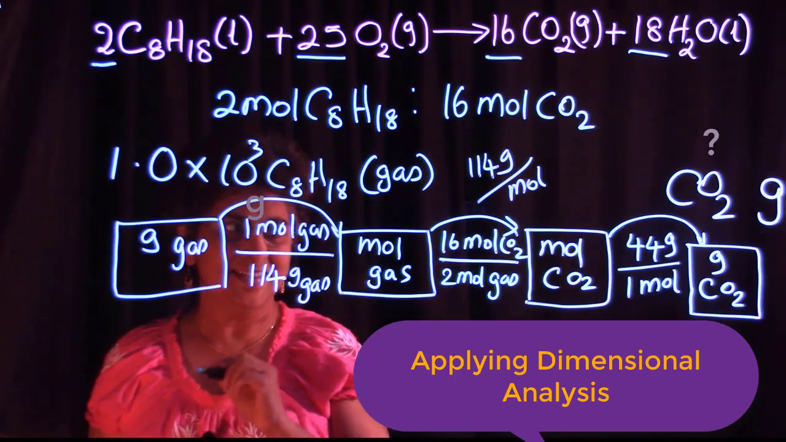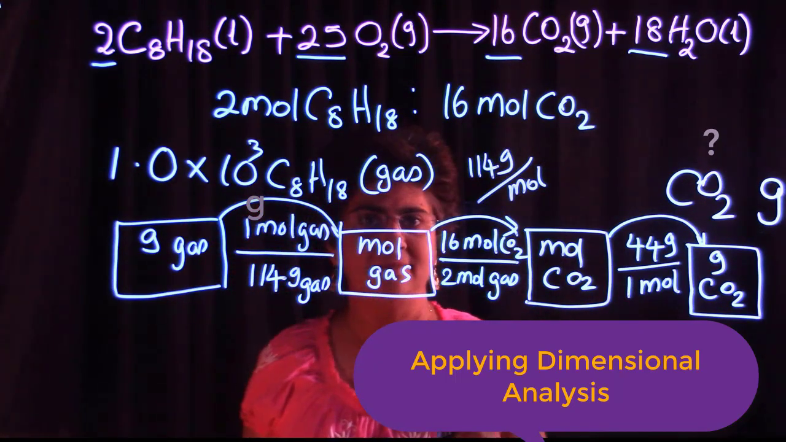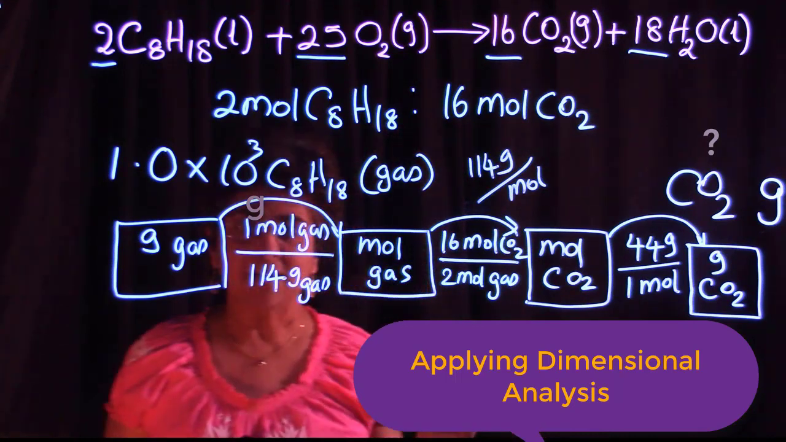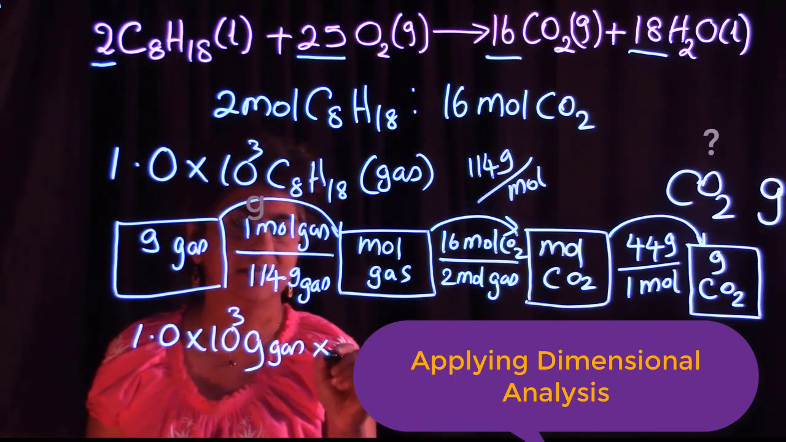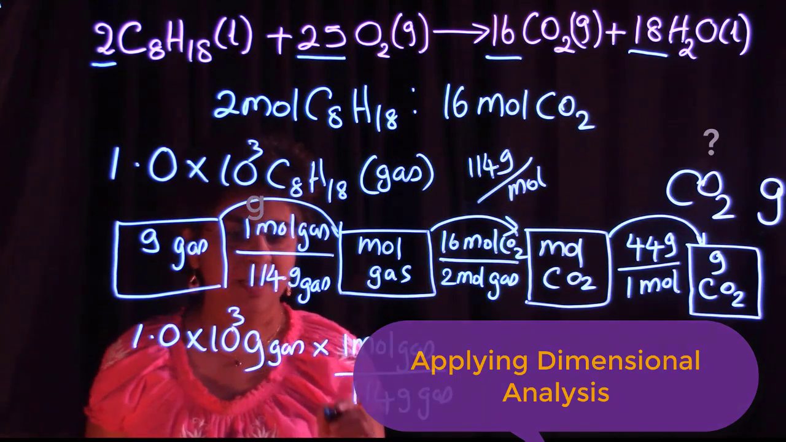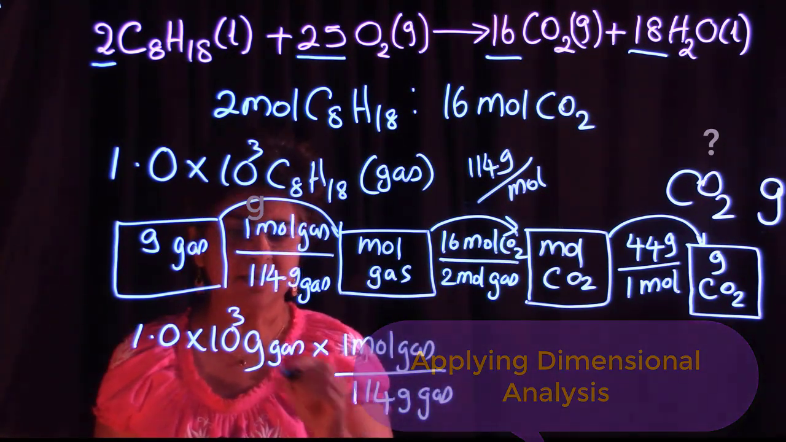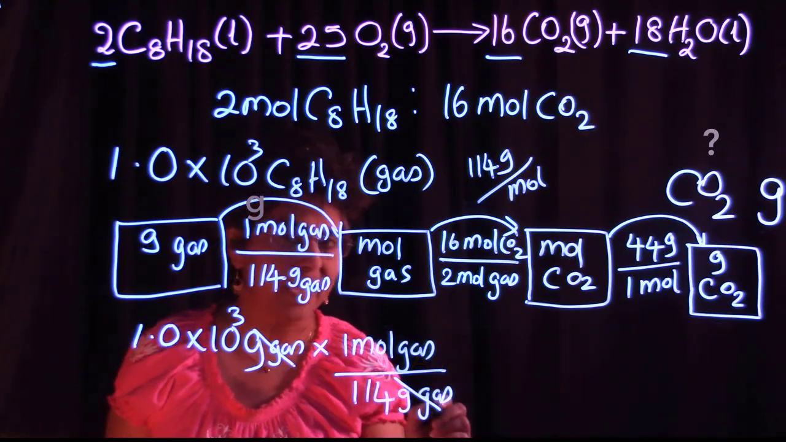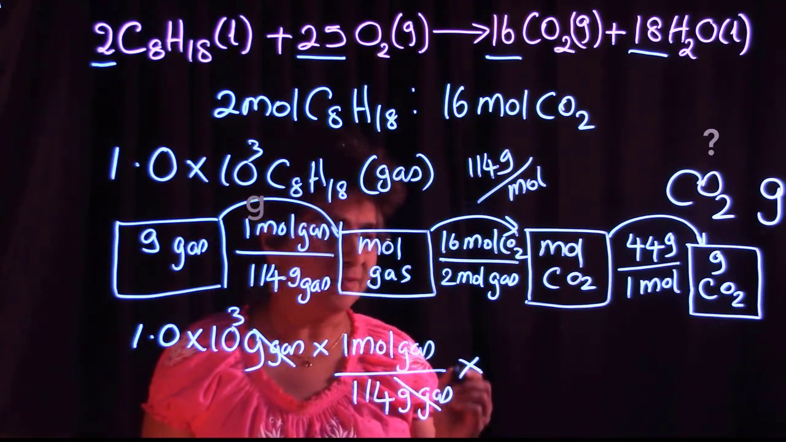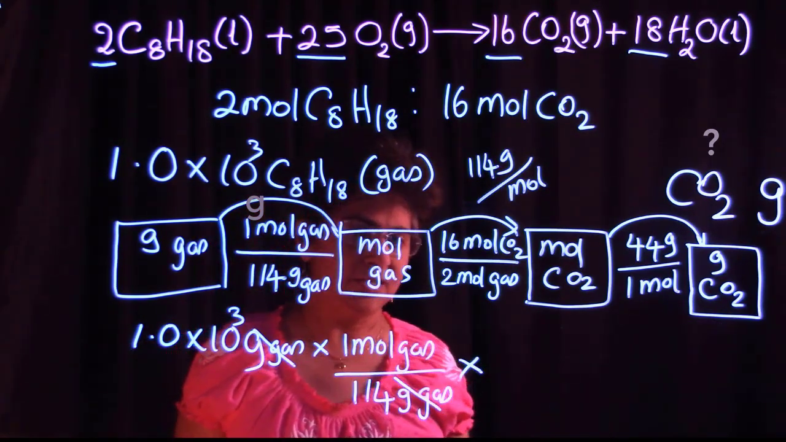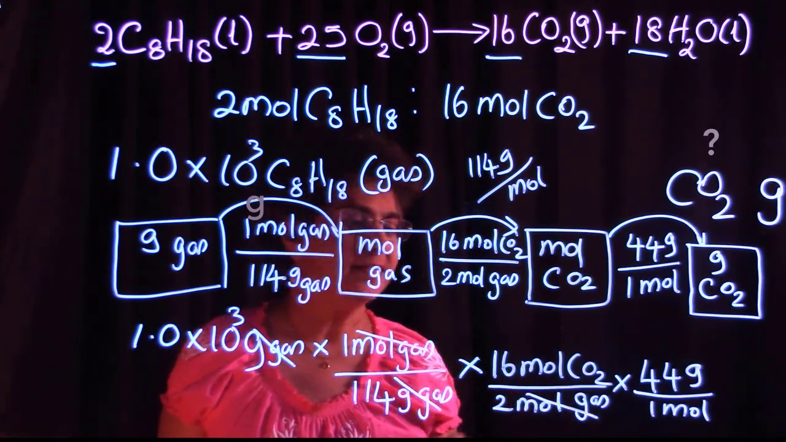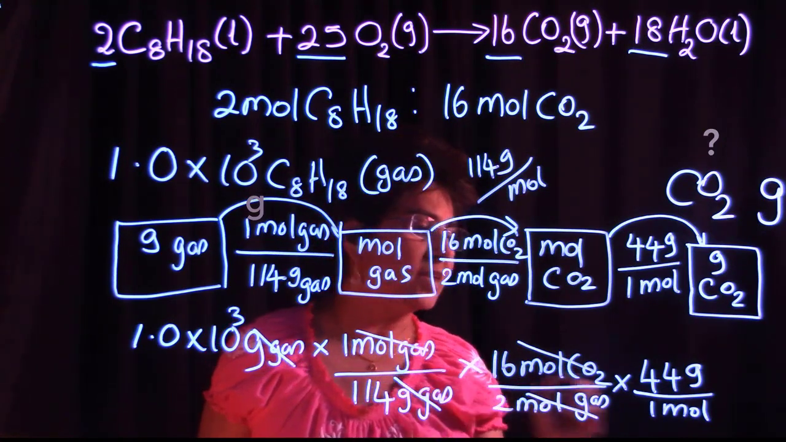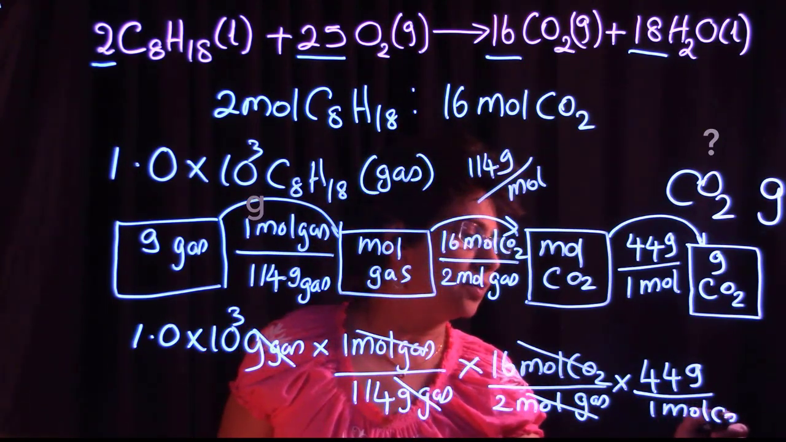Okay? Now we have a good plan. So let us calculate the answer. We begin with the grams of gas and convert that to moles of gas. If the conversion factor is correct, grams of gas to grams of gas should cancel. Similarly, we can continue the rest of the calculation. So you see, moles of gas to moles of gas get cancelled. Moles of carbon dioxide to moles of carbon dioxide get cancelled.